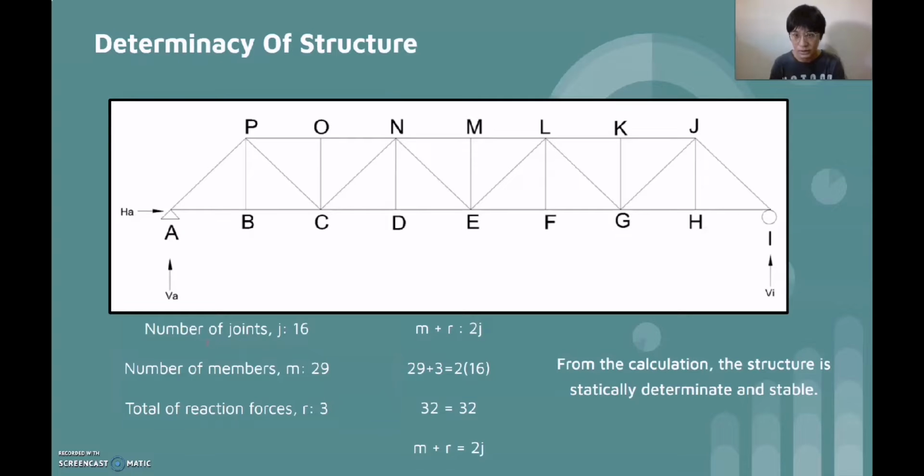Determinacy of structure. The number of the joints J is 16, the number of the members M is 29, the total reaction forces R is 3. By using the formula M plus R equal to 2J and substituting the values into the formula, we get 32 equal to 32. So from the calculation, we can conclude that the structure is statically determinate and stable.